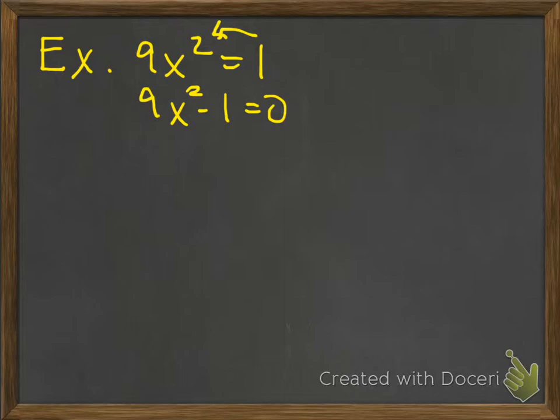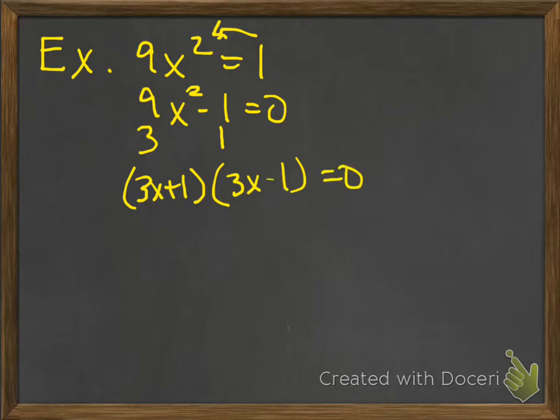From there, what's the square root of 9? 3. What's the square root of 1? 1. And then you just put them into the parentheses: 3x plus 1, 3x minus 1. Set those equal to 0, and you will have your final answer.